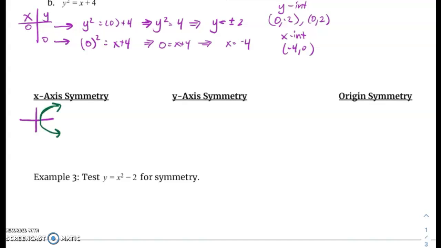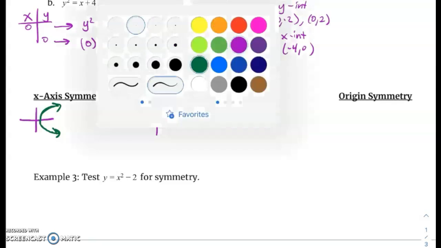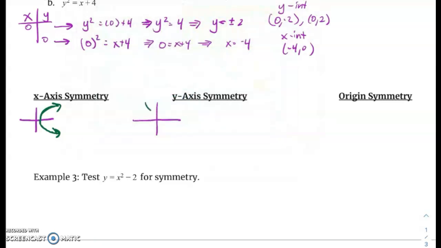Where whatever is on top is a mirror image of what's on the bottom, so it is symmetric over the x-axis. If you've got y-axis symmetry, it's the same thing, but you're going to have that on the y-axis. So whatever's on the right is a mirror image of what's on the left. And then if you've got origin symmetry, it's both. It's both x and y.